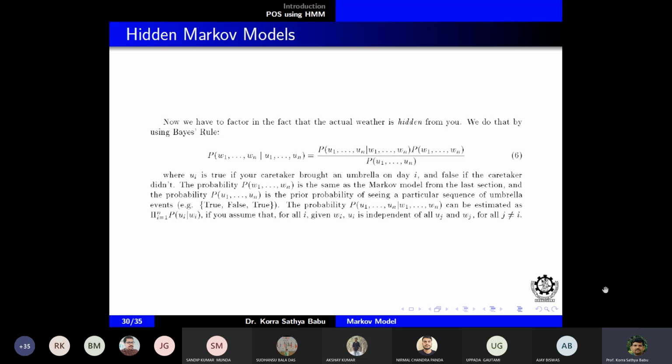Okay, the probability of U1, U2, U3, U4, up to Un given W1, W2, W3, W4, up to Wn can be estimated as the product, for i equal to 1 to n, of the probability of Ui given Wi. Let us assume that the Ui are independent of each other.